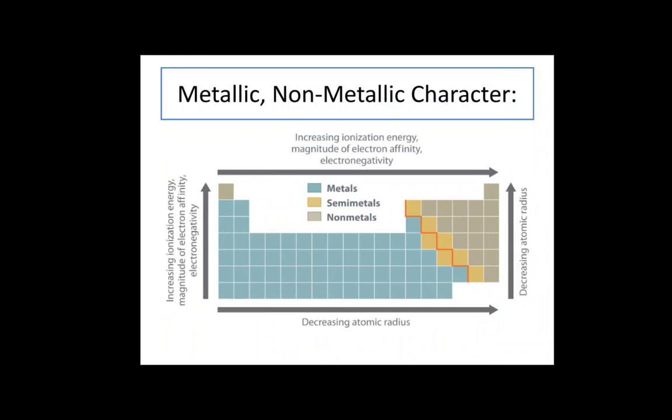By accepting electrons, non-metal atoms change to negative ions, that is anions. So, non-metals are electronegative in nature. Down the group, the non-metallic character decreases and along a period it increases.